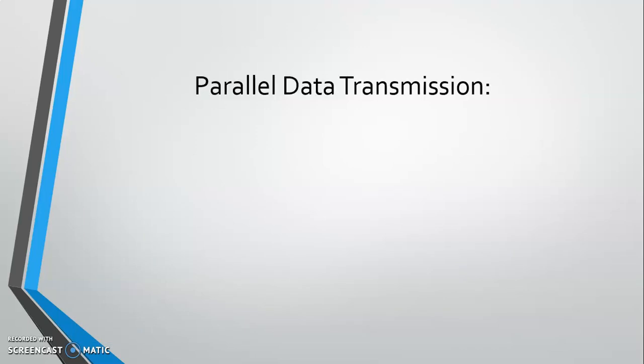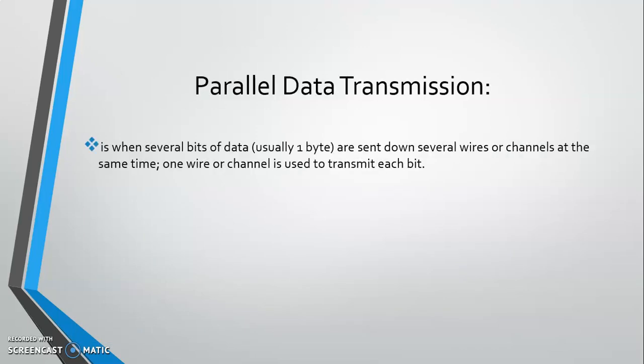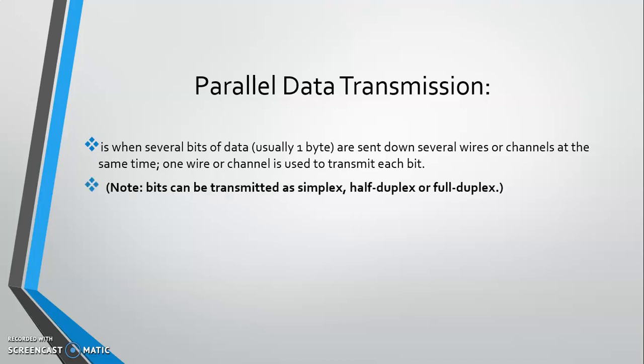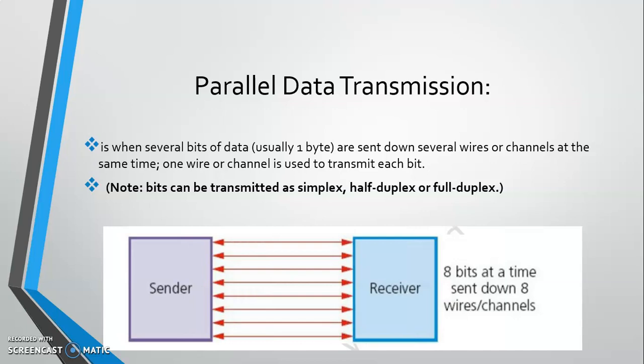Then we have parallel data transmission. Parallel data transmission is when several bits of data, usually 1 byte, are sent down several wires or channels at the same time. One wire or channel is used to transmit each bit. That means now you can see 8 bits sent at the same time through wires or channels. In parallel data transmission also, bits can be transmitted as simplex, half duplex or full duplex.